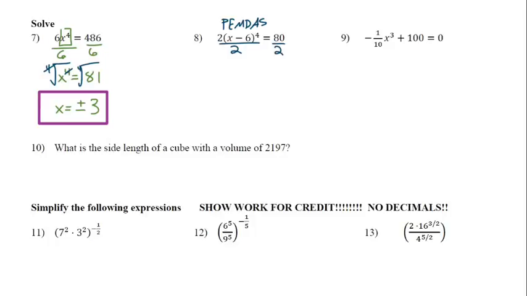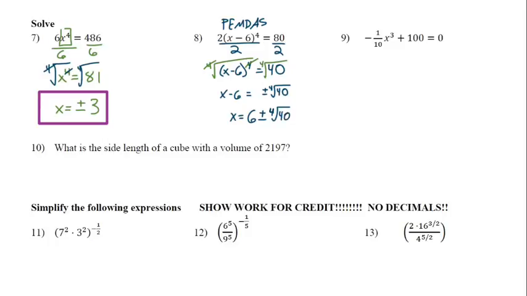So we're left with x minus 6 to the fourth equals 80 divided by 2, which is 40. From here we'll take the fourth root. So we get x minus 6 equals, and you can't take the fourth root of 40, so we're just going to say plus or minus the fourth root of 40. And last but not least, you've got to move the 6 over and make it positive. So we get x equals 6 plus or minus the fourth root of 40.